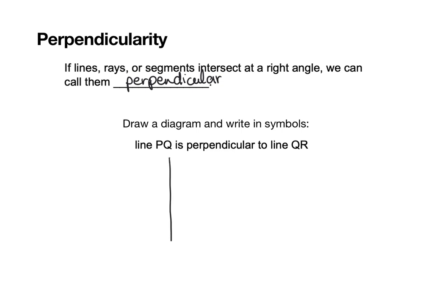Line PQ is perpendicular to line QR. Oops, wrong thing. QR has to go through Q. So it would look like this.